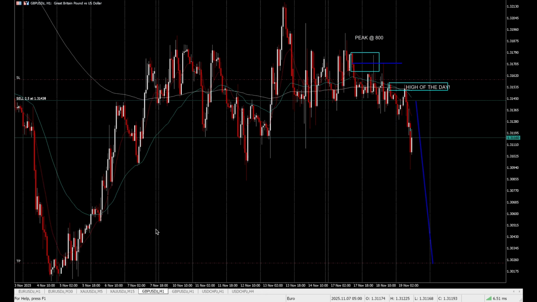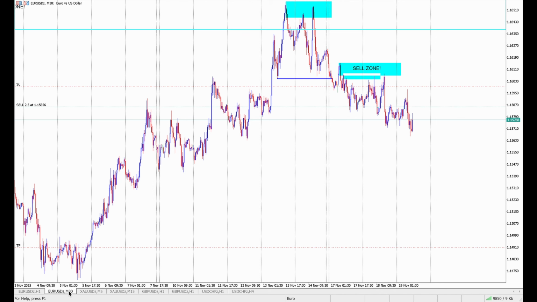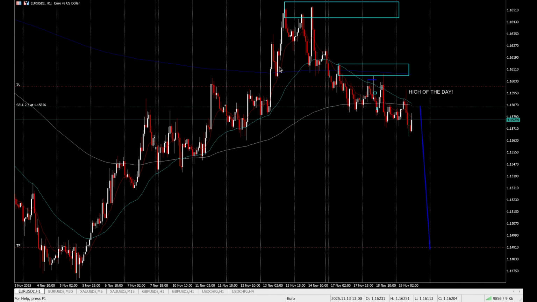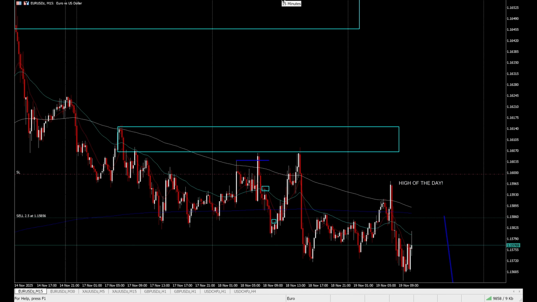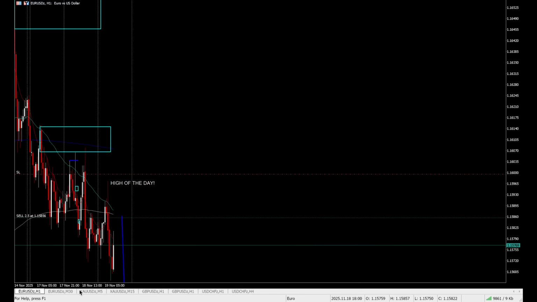So we are going to keep an eye on this, as I also have a trade on EURUSD. A bit of a slow mover, but we'll see how this one goes. Our stop loss is just above the high of the day.